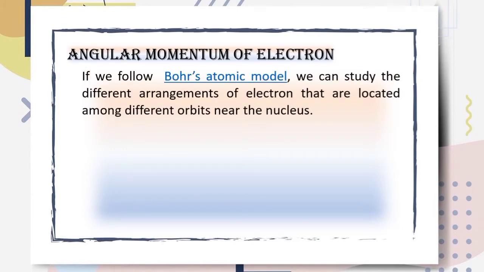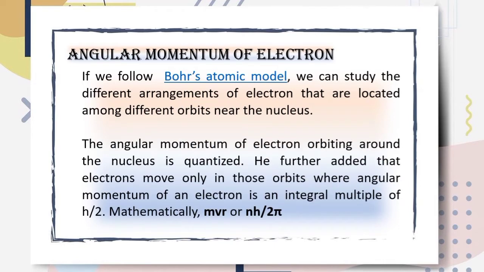If we follow Bohr's atomic model, we can study the different arrangements of electrons that are located among different orbits near the nucleus. The angular momentum of an electron orbiting around the nucleus is quantized. He further added that electrons move only in those orbits where the angular momentum of an electron is an integral multiple of h/2π, where n is equal to 1, 2, 3, and so on.